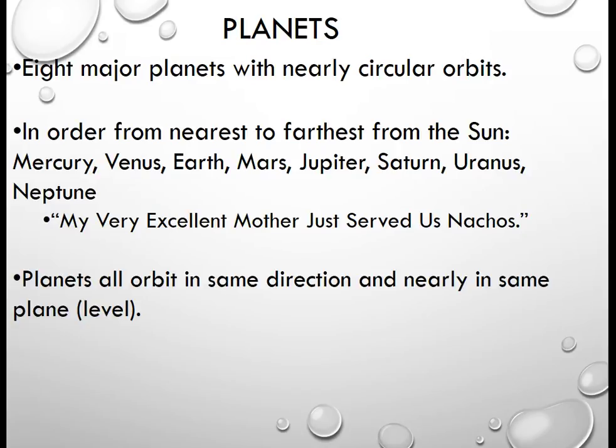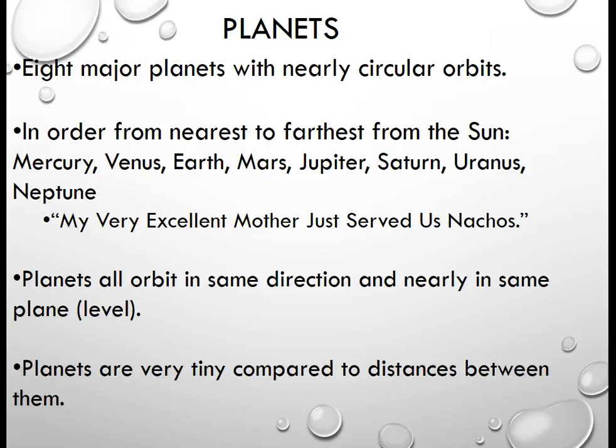So planets all orbit in the same direction and in nearly the same plane or level, so they're not above or below each other. And planets are tiny compared to the distances between them. We'll be talking more about the scale of the solar system in a later lesson.